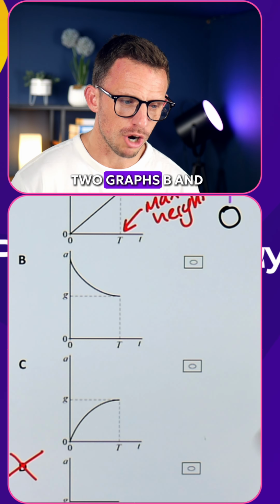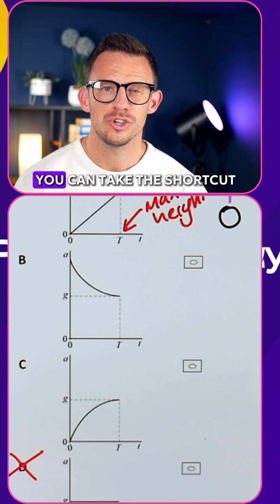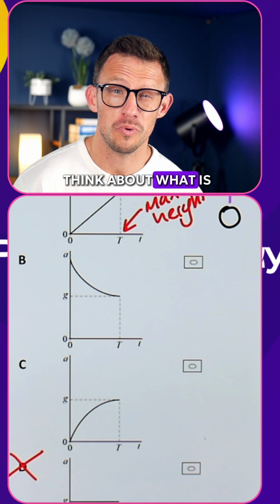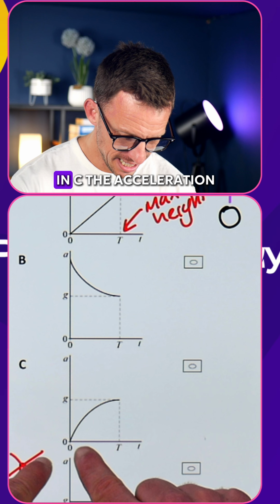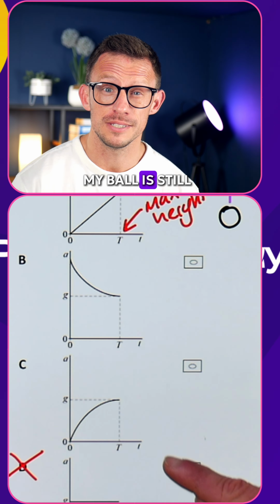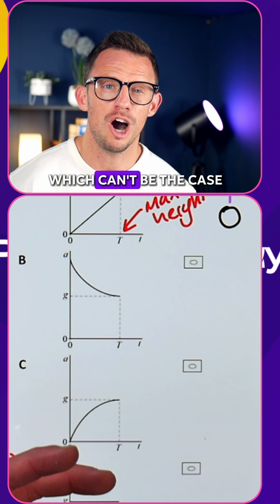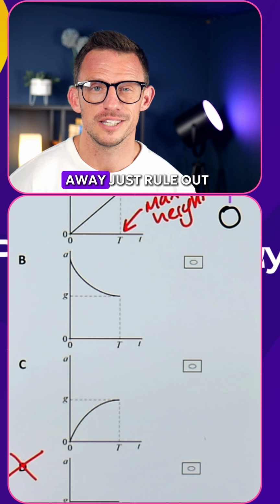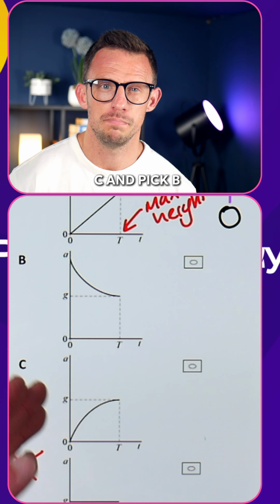That leaves me with two graphs, B and C, and again, you can take the shortcut and you can just think about what is actually going on here. In C, the acceleration is still increasing. So that means actually my ball is still speeding up, which can't be the case. So we can straight away just rule out C and pick B.